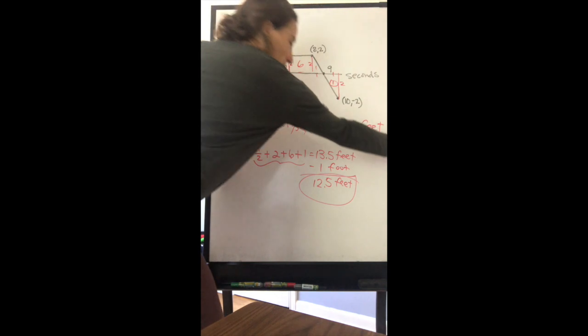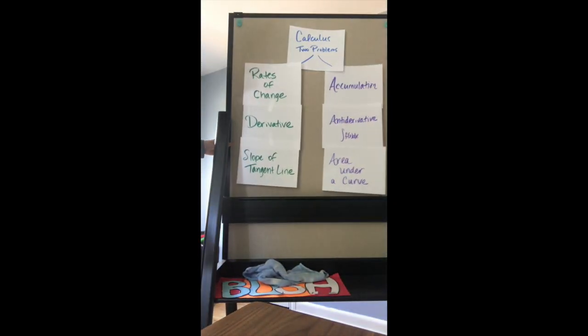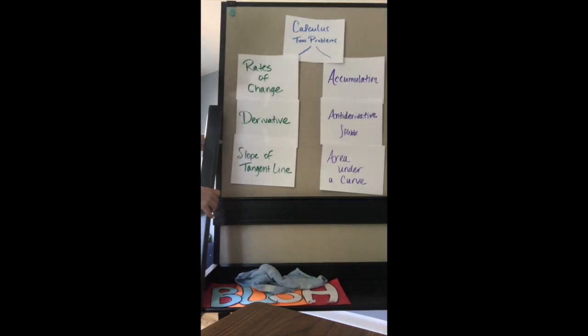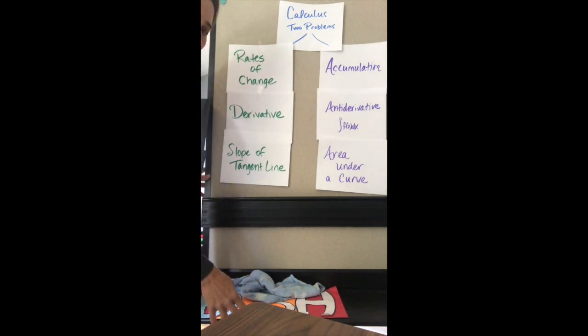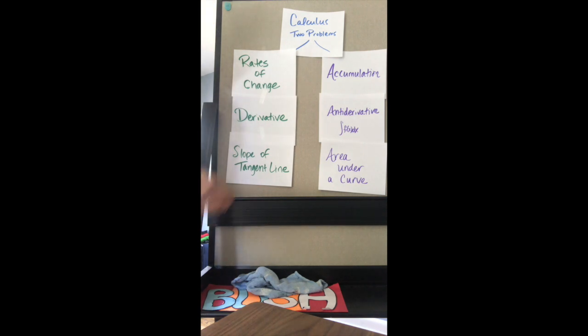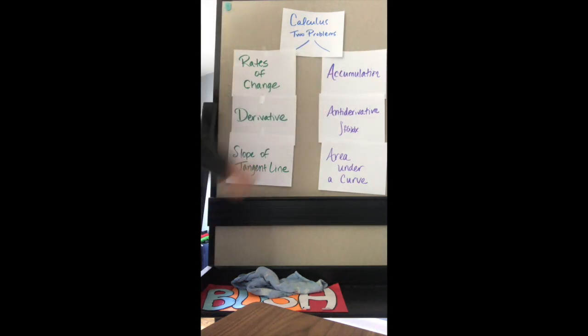Let's wrap it up. The story of calculus. Calculus is 2 problems. Rates of change, like we've been talking about, that's a derivative. It's the slope of the tangent line. Boom. The flip side of that, the other problem, is this idea of accumulation. This is known as the antiderivative. So you've kind of seen that algebraically where you've been given f prime of x and you found f of x.